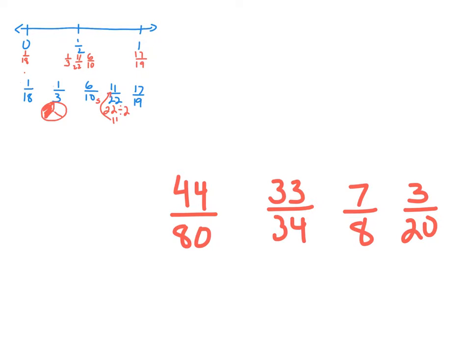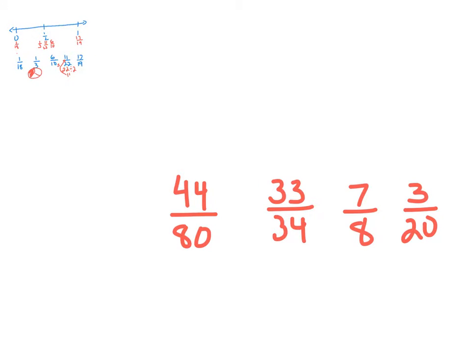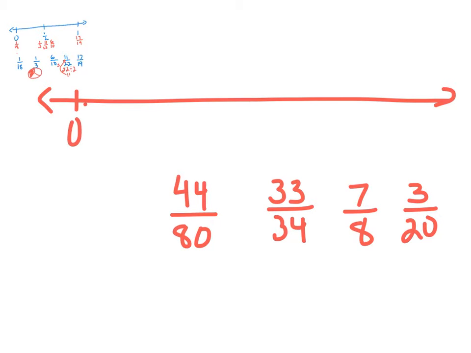So I'm just going to start with that number line again. So here's my 0, here's my half, here's my whole. Now, I know that half of 80 is 40. 44 is more than that. So I'm going to go ahead and put my 44/80ths to the right of my half.